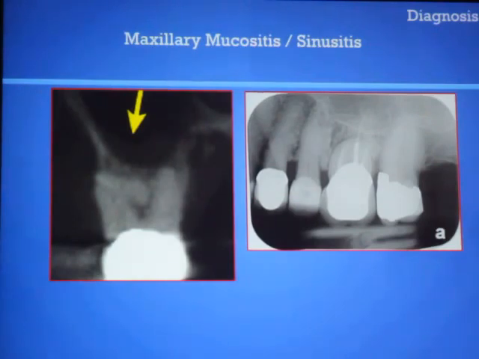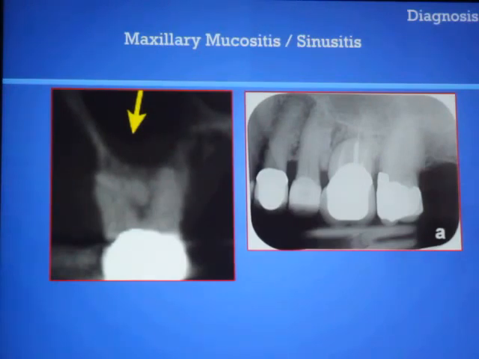The other thing we can diagnose on conebeam CT is a maxillary mucositis or a sinusitis. That tooth has a periapical area, and you see the mucosal lining of the maxillary sinus above it has little thickening in that region. Và một trong các cái hình ảnh mà chúng ta có thể nhìn thấy khi chúng ta chụp phim CT conebeam là chúng ta có thể phát hiện ra việc viêm niêm mạc hoặc là viêm xoang hàm trên.